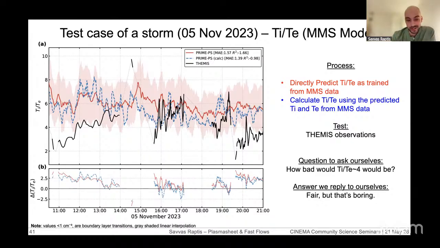Now, this is great, but one question that one may ask is how much better is this compared to a flat line at around 4? I would say that's a fair criticism, but that's relatively boring. The thing is that it is very difficult to predict this, and arguably during this interval, Ti over Te can range quite rapidly, and our model works kind of okay around that.